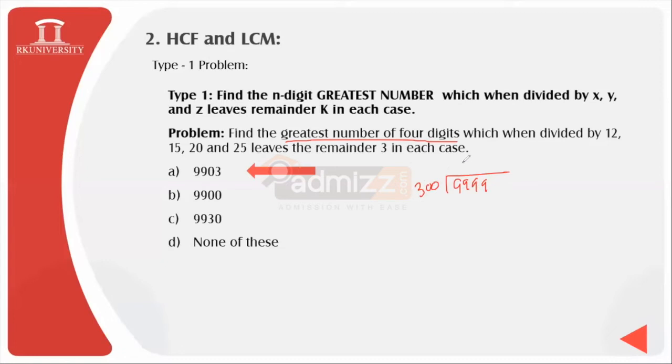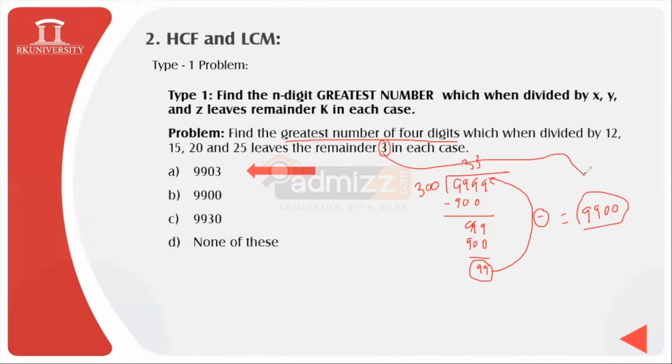Now we will perform the division. So 300 into 3, that is 900, and once again 300 into 3, that is 900, and then 99 turns out to be the remainder. Now you need to subtract this remainder value from this dividend. Do the subtraction and you result with the value 9900, and then you need to add this 3 to this 9900, and you will come up with your final answer to be 9903.